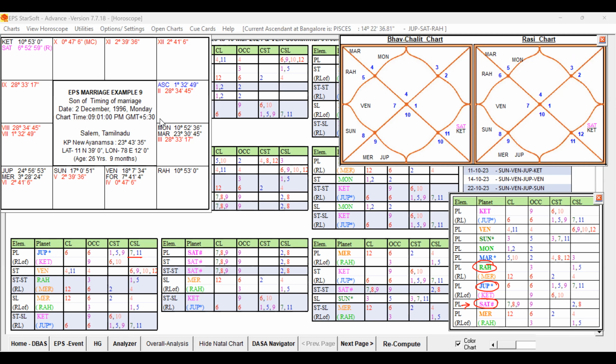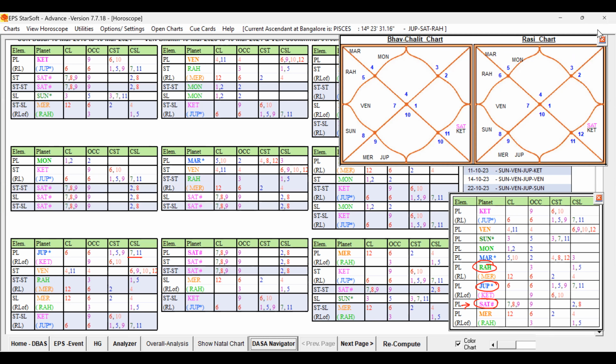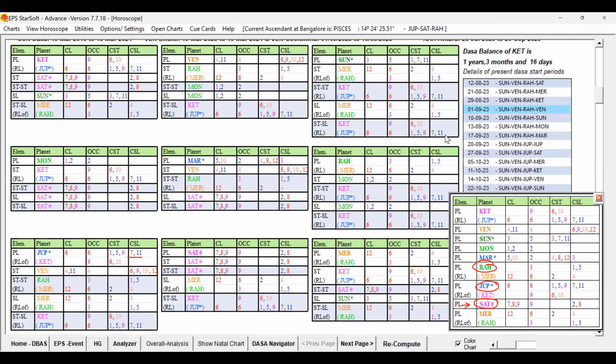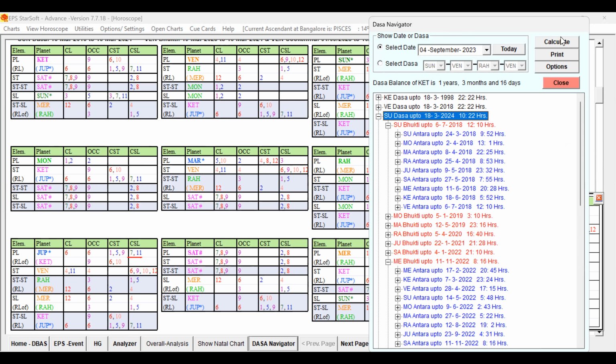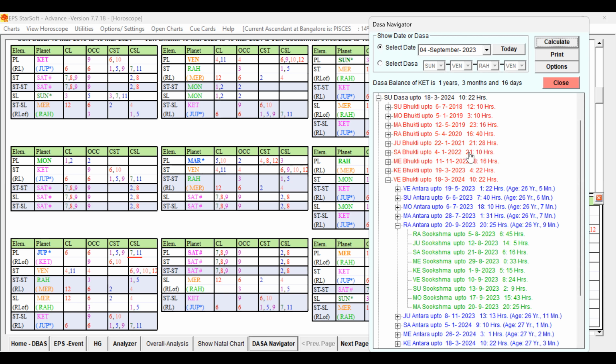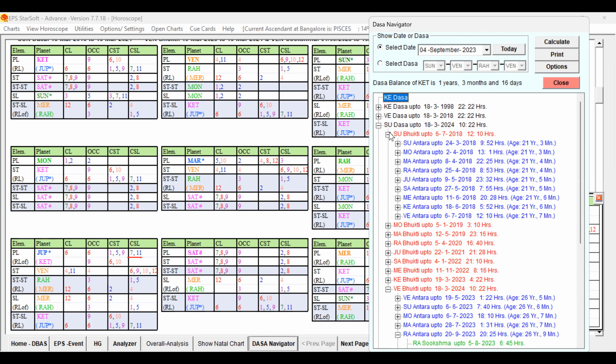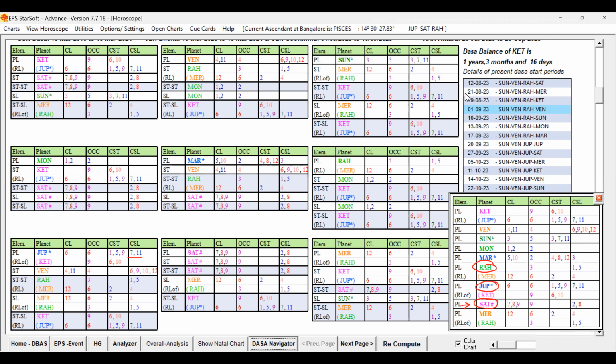Now let me check the Dasa Lord. Dasa Lord now is running Sun Mahadasa. Let us check when Sun Mahadasa starts. Sun Mahadasa started at, I think, 21 years. So the marriageable age for this male native is starting from 21 years. So the marriageable age is from the Sun Dasa itself.